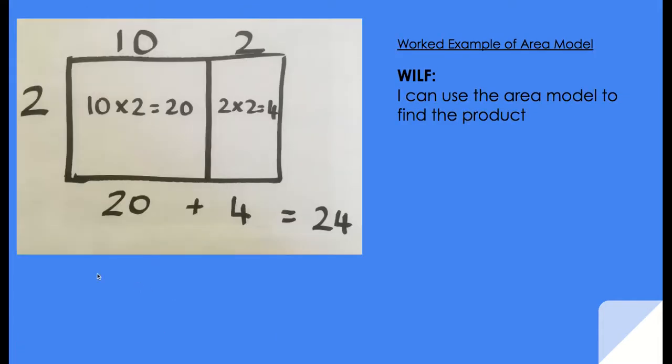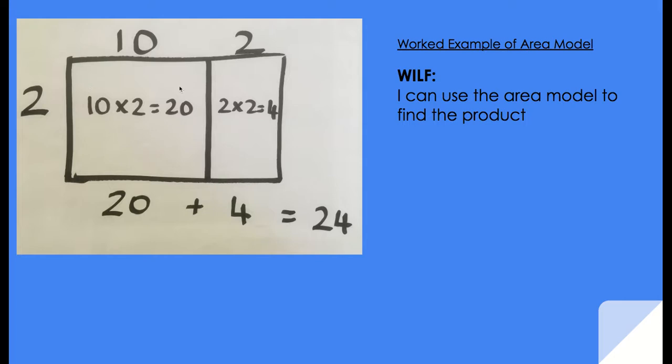Here is the area model set out for you. So I broke up 12 and I partitioned it into 10 and 2 because I know 10 and 2 is 12, and it's 12 times 2. So here is the working out. 10 times 2 equals 20.